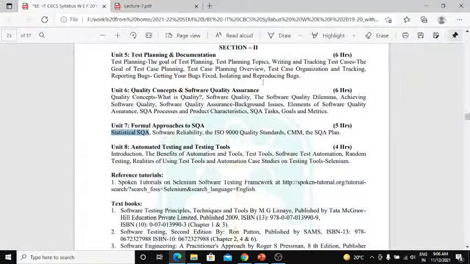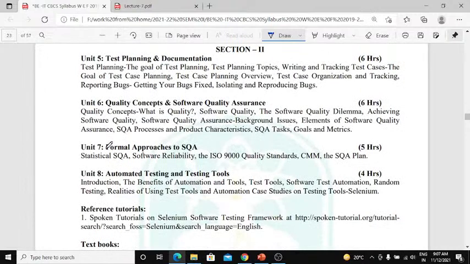Okay. So today we'll discuss software quality assurance approaches. What are the different approaches for software quality assurance? There are some different approaches. That is the formal approach. Okay, formal approaches to software quality assurance.